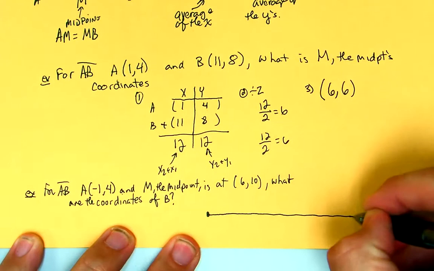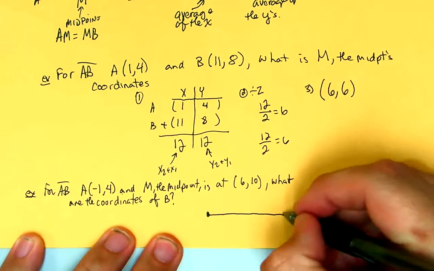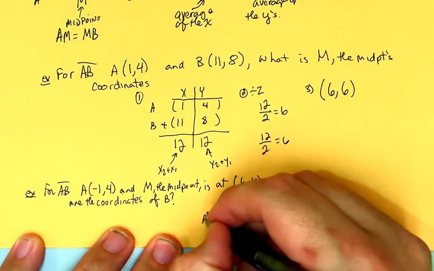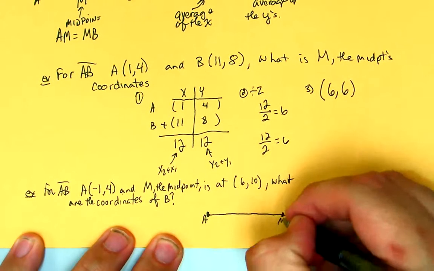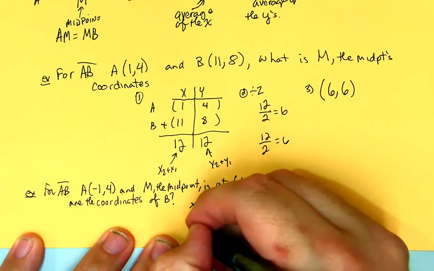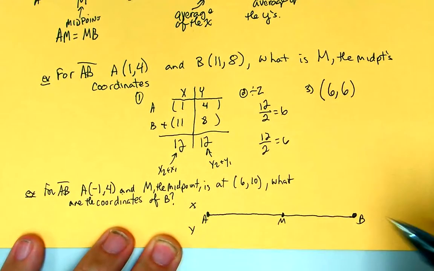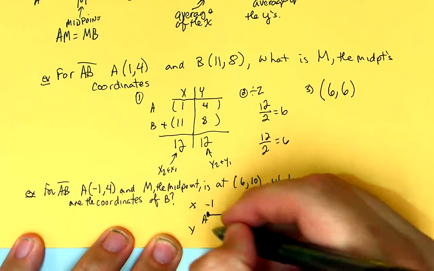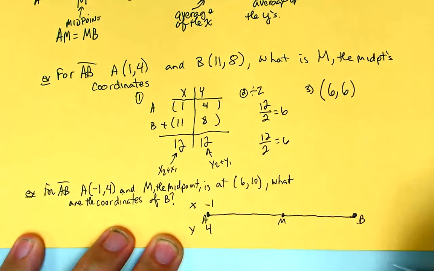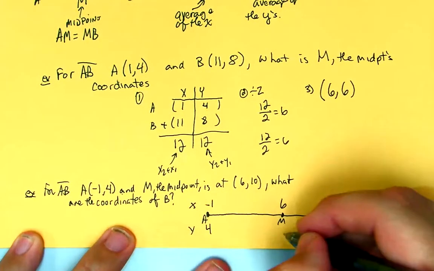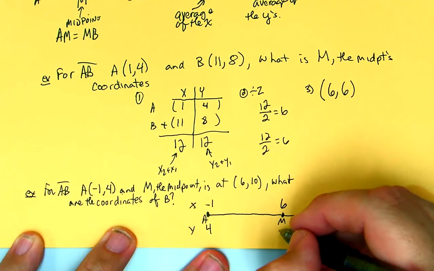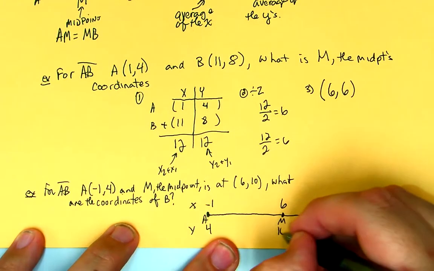Set up this picture, and we're going to put an M there. So there's my A, there's my B, there's my M. Those are my X values, and those are my Y values. So I know A's X is -1, and Y is 4. I know my M's X value is 6, and my Y value for M is 10.